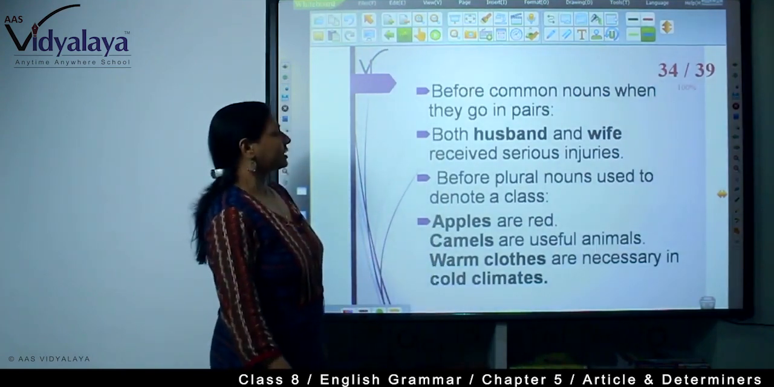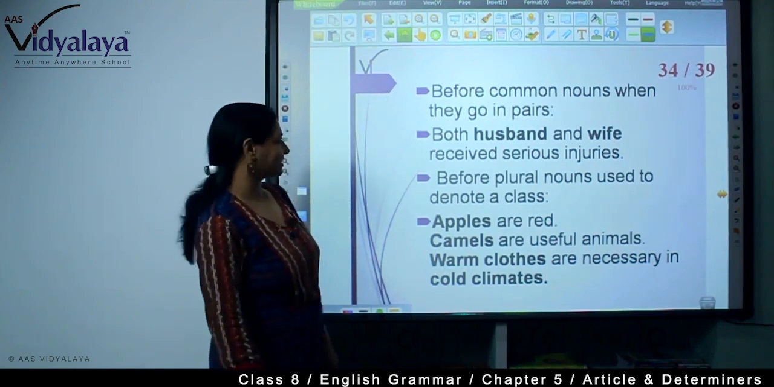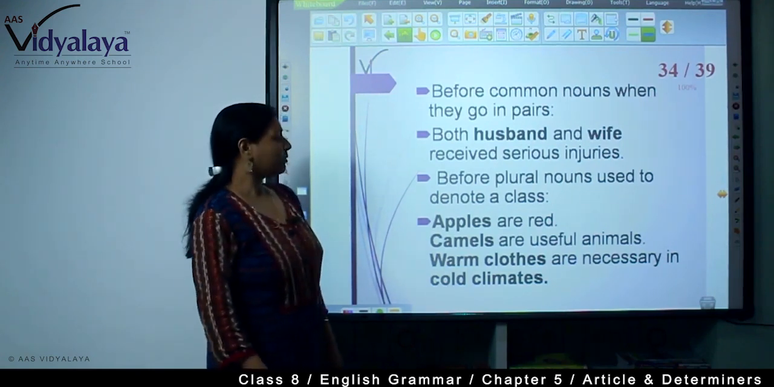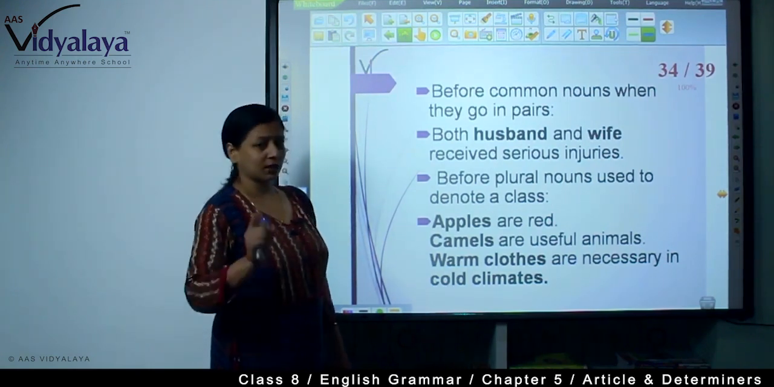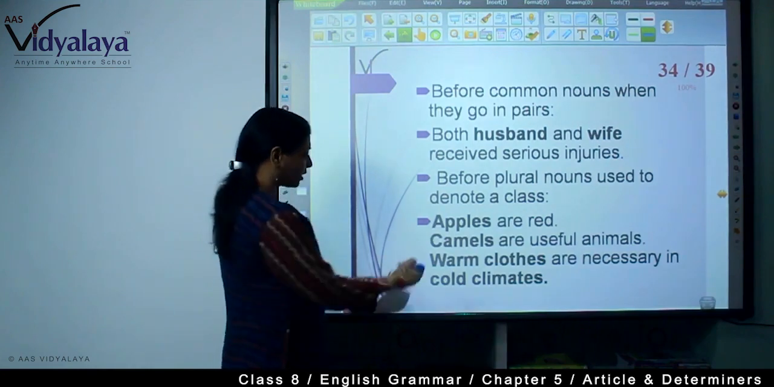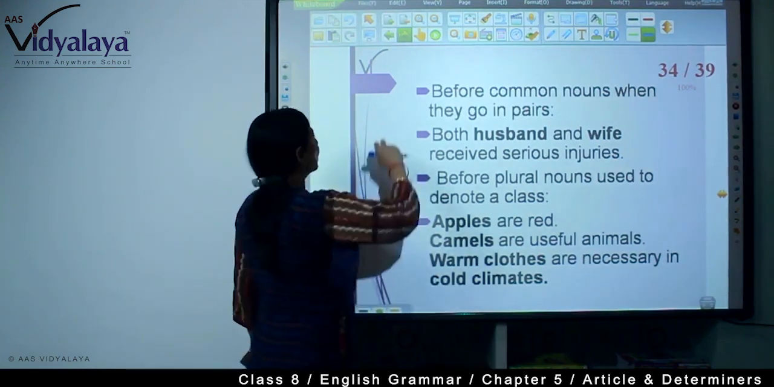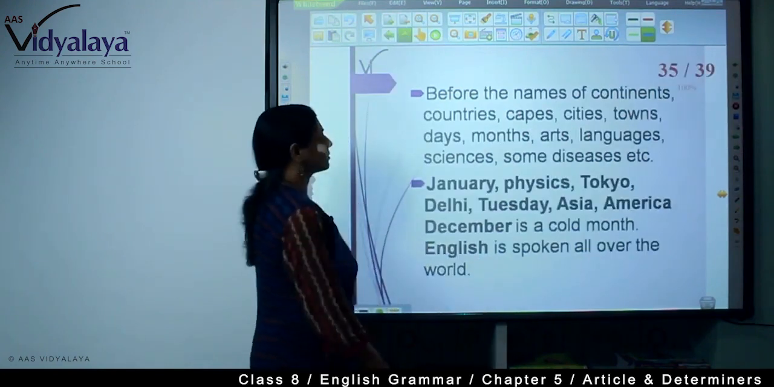Before common nouns, when they go in pairs: both husband and wife received serious injuries. Now, second, before plural nouns used to denote a class: apples are red, camels are useful animals, warm clothes are necessary. We are not using any article here. See, cold climates. So here we are not using articles.